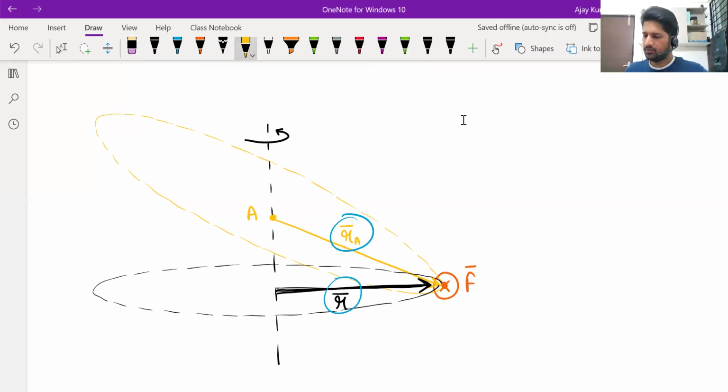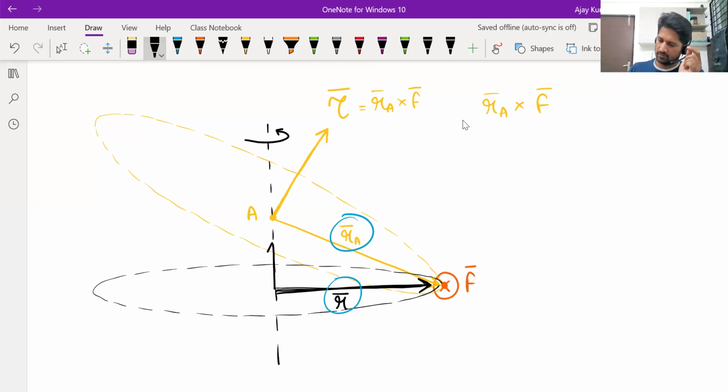Now, if you take RA cross F, imagine moving along RA and then turning into the plane of your screen, going into your screen, and then curl your right hand fingers. RA cross F will be this way. This is the actual torque produced by the force about the point A. This is RA cross F's direction. We don't want RA cross F. We don't want torque about the point. We want torque about the axis now. That is what we are trying to express. Torque about the axis is R cross F. And R cross F's direction will be this way.